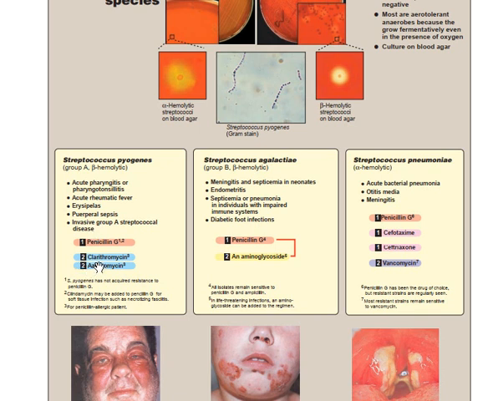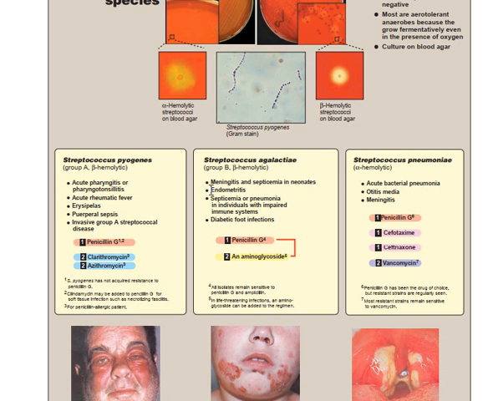Then second line you can use clarithromycin, and then the next line we use azithromycin. So that's what you see here. In Streptococcus agalactiae, we have meningitis and septicemia in neonates. It can be seen there.